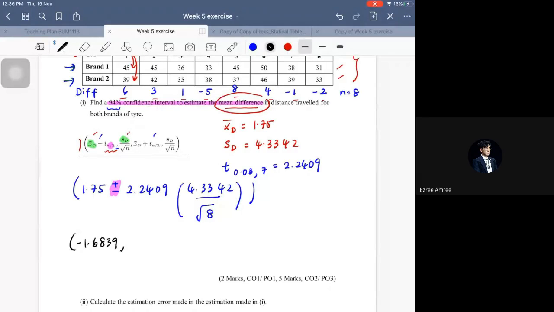5.1839. Okay, it's going to be 5.1839. Now when you have a confidence interval and we're talking about mean, there should be a unit for this.